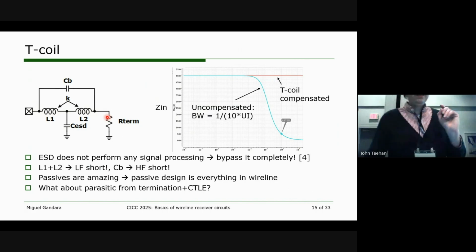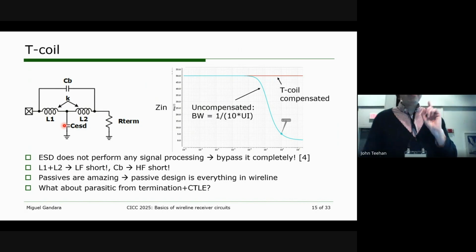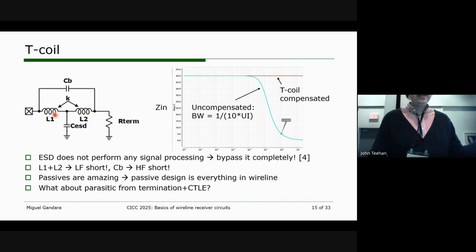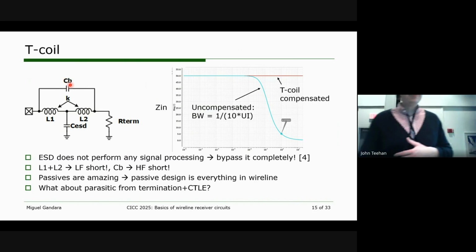Okay, now let's talk about high frequency. At high frequency, the ESD is a short, but because now we have these 2 inductors, those inductors are open, so the impedance looking into the ESD is very high, and the impedance looking into this capacitor at high frequency is very close to 0. So again, we have this nice short from pad to termination.